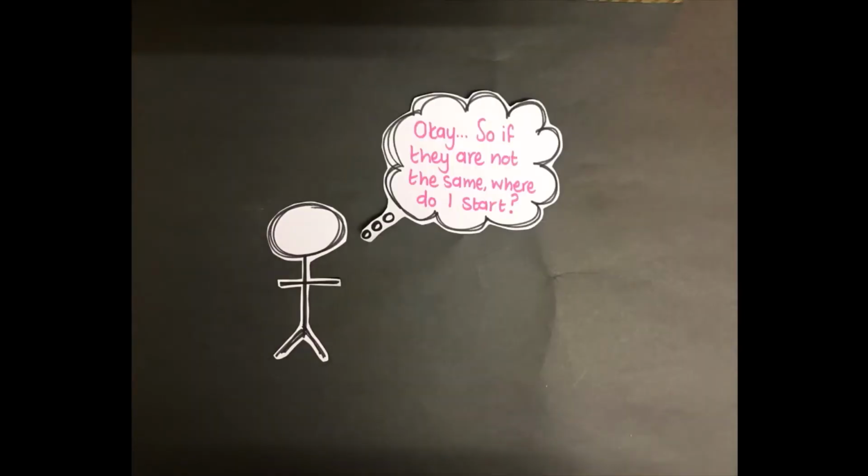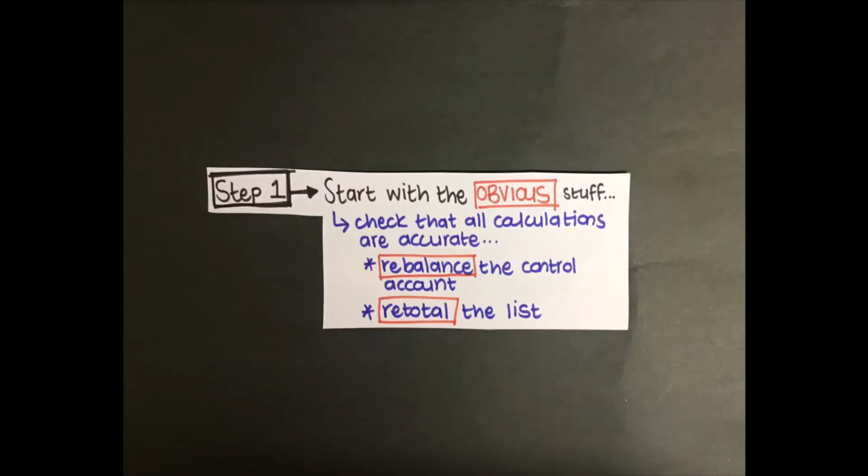Okay, so if they are not the same, where do you start? Well, we've got a 4-step process that's quite simple that you need to follow. Step 1, you need to start with the obvious stuff. The biggest mistake that all of us accountants make is that our calculations are sometimes inaccurate. So you need to rebalance the control accounts and retotal the list.